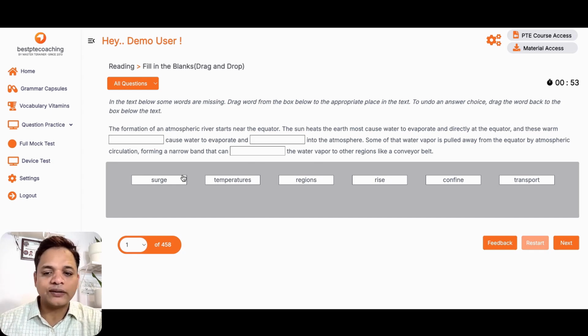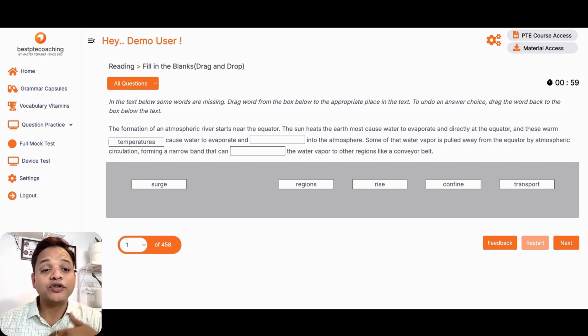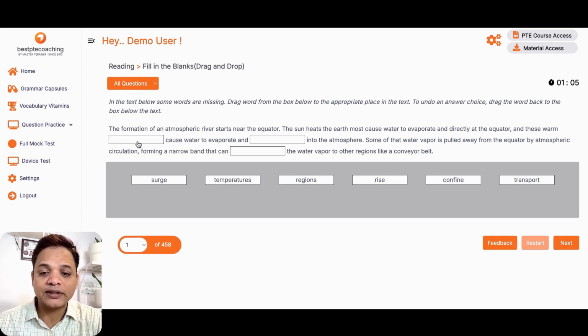If anything you feel is the correct choice, for example, this is the correct choice, you click it, you drag it, you drop it. But if you change your mind, in the real examination, you can always reverse. Any reversal should happen before you hit the next button. This is how it works.